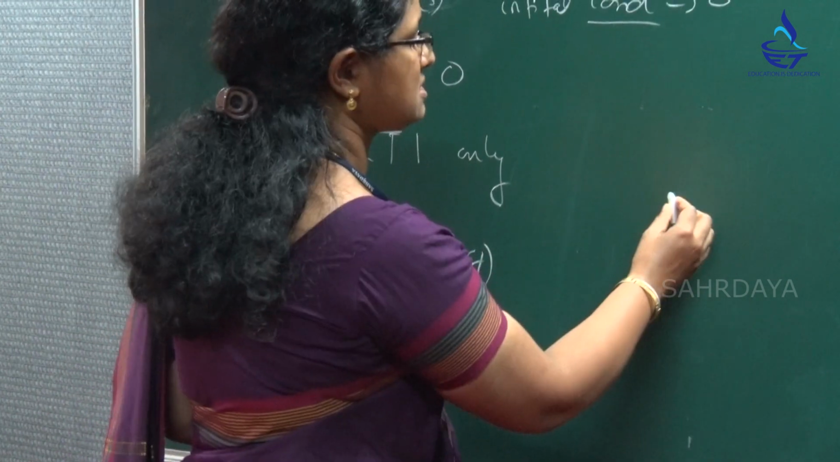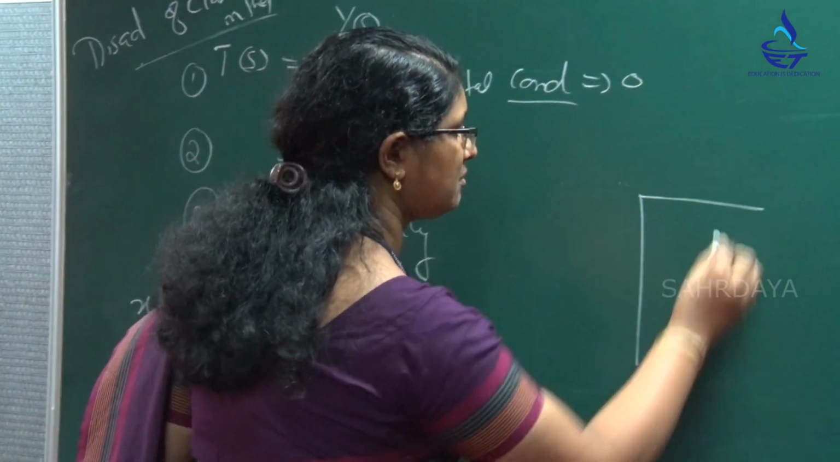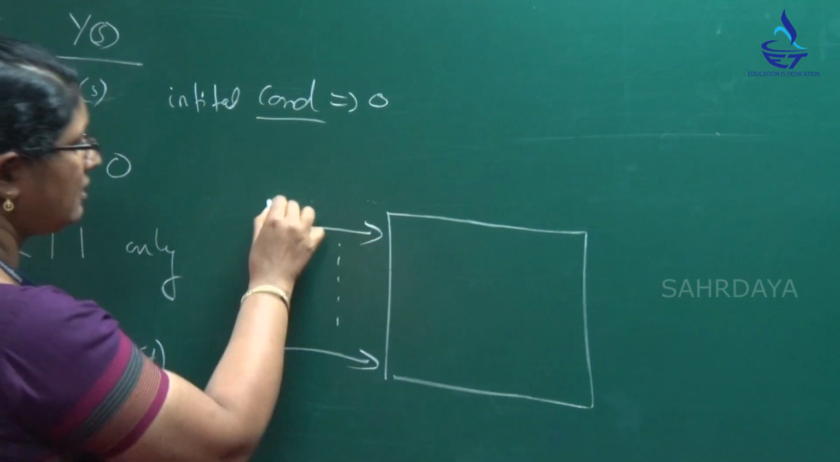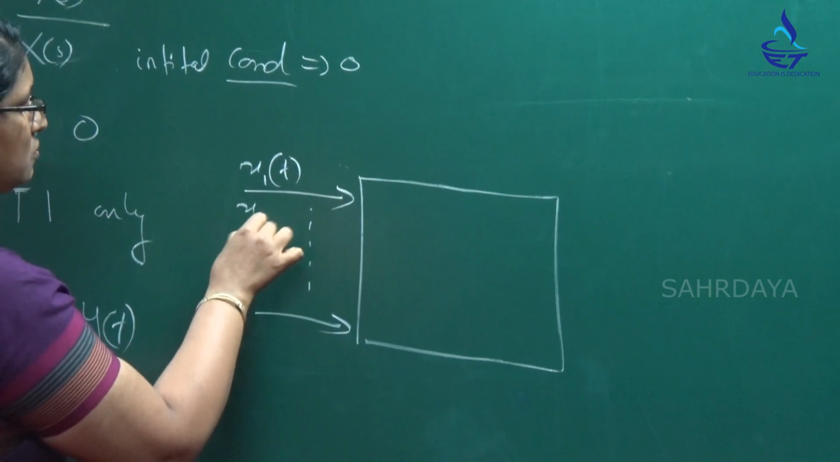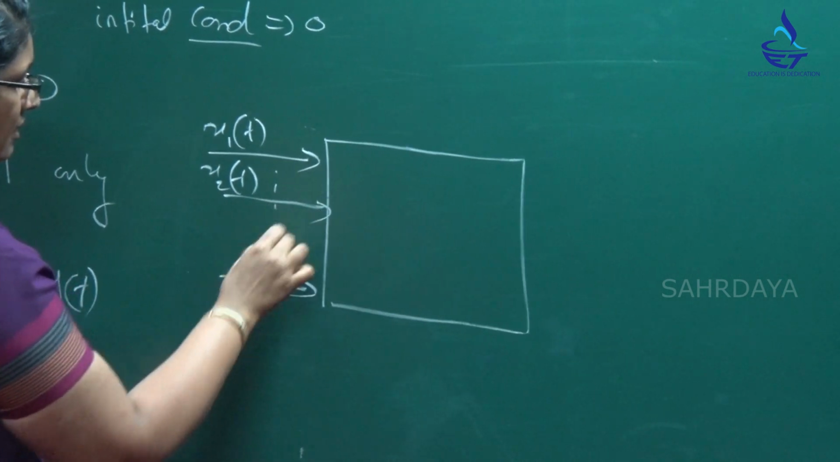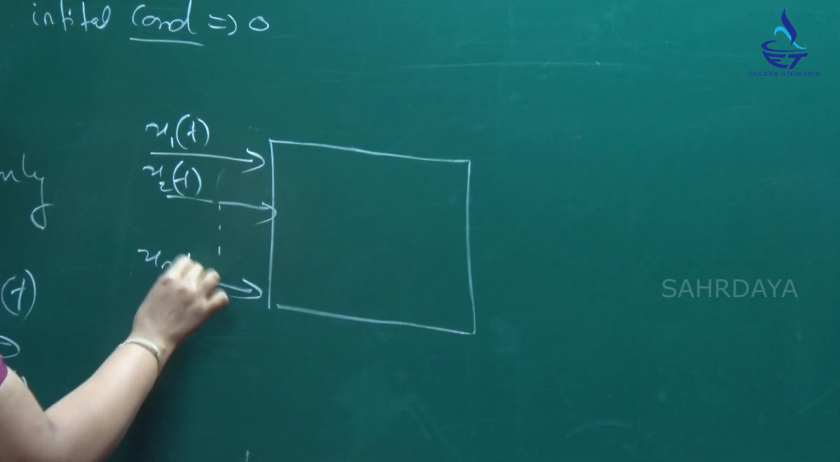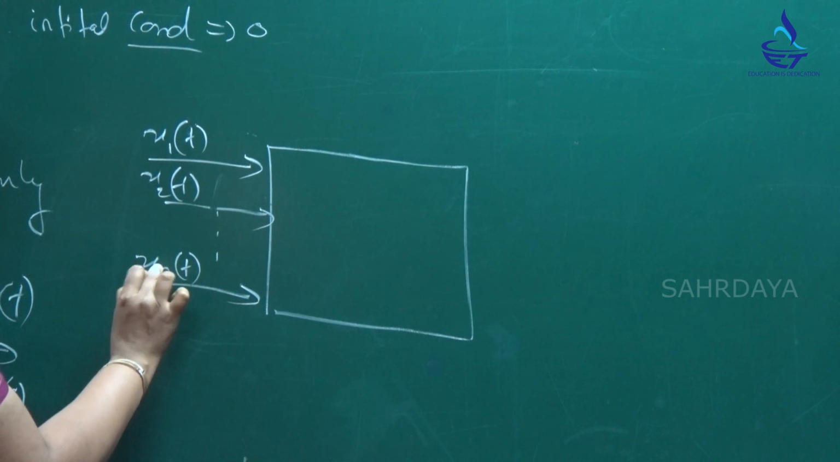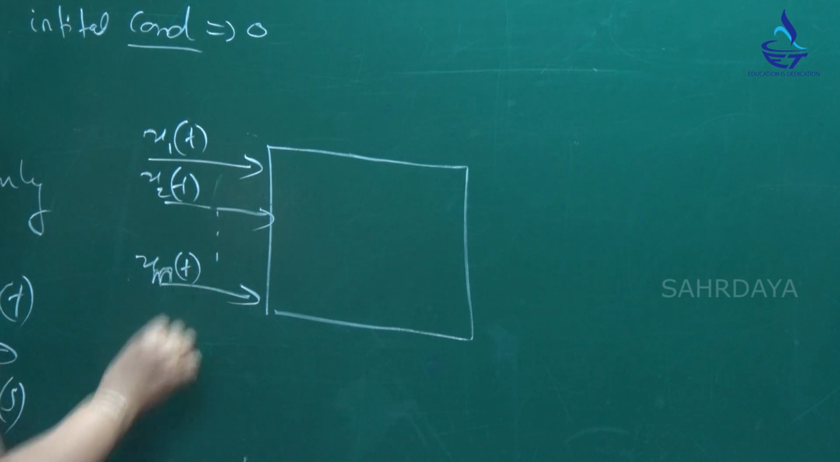Now when it comes to the state space analysis, we can represent a more generalized representation. You can have multiple inputs, x1 of t, x2 of t, up to xn of t, or let it be xm of t. So many inputs you can have.